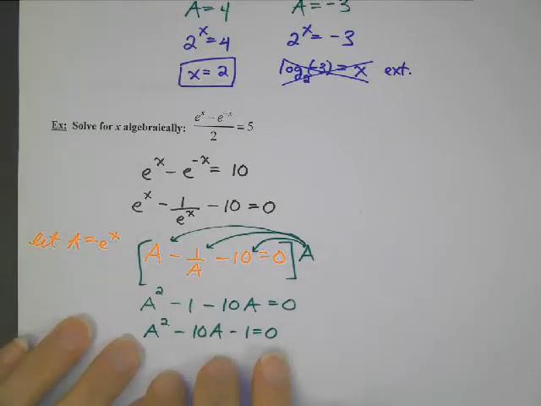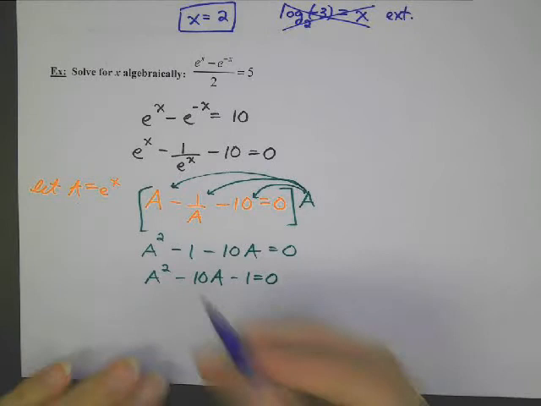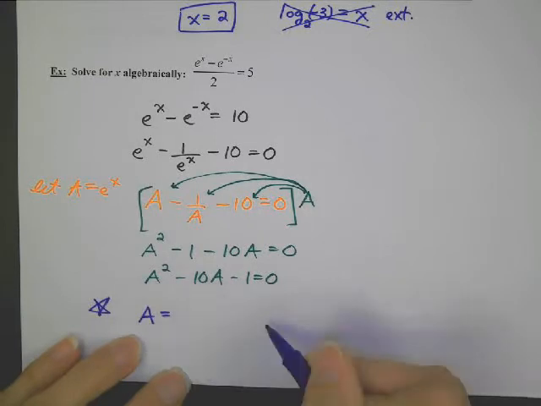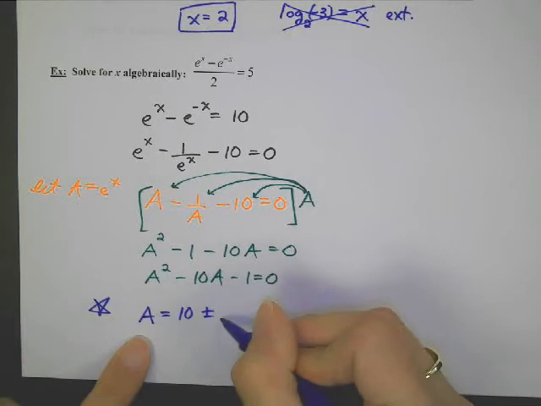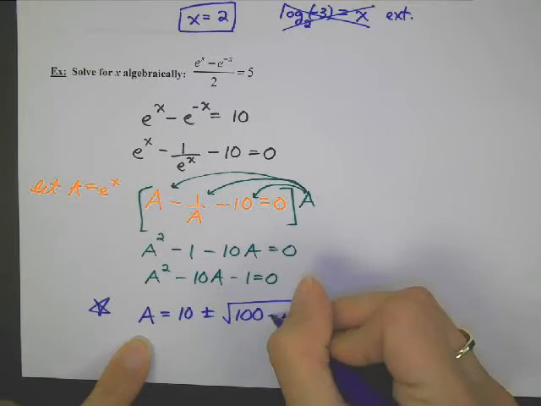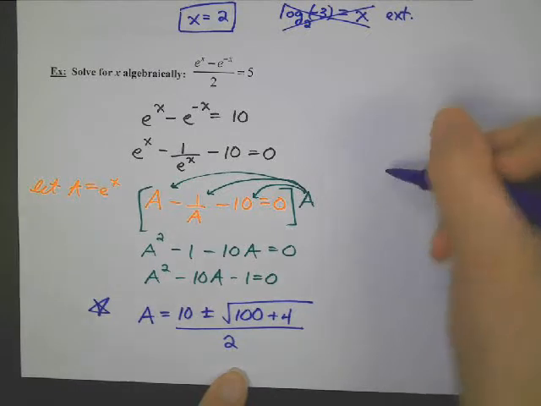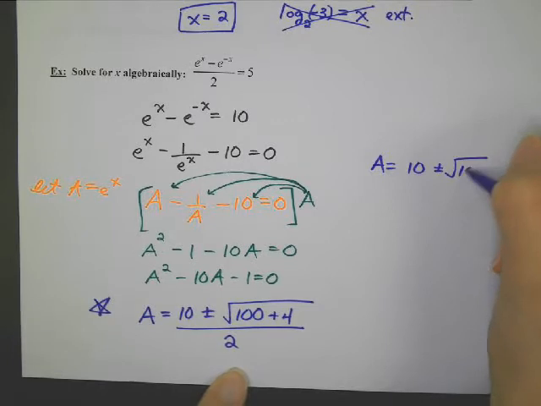The quadratic formula starts off with the variable that you're trying to solve for. The variable that we're trying to solve for here is A. So you must start off by writing A equals. Very important. Start off with A equals. Negative b plus or minus the square root of b squared minus 4ac, all over 2a. A equals 10 plus or minus the square root of 104, all of that over 2.